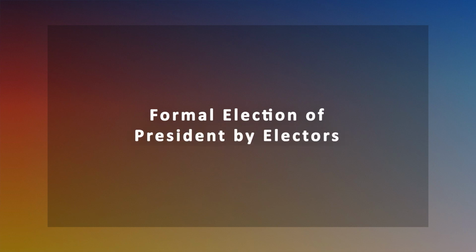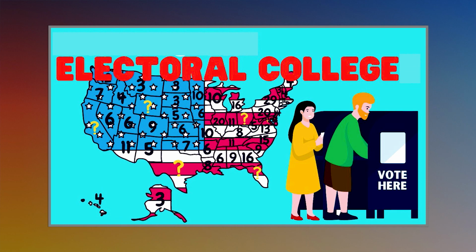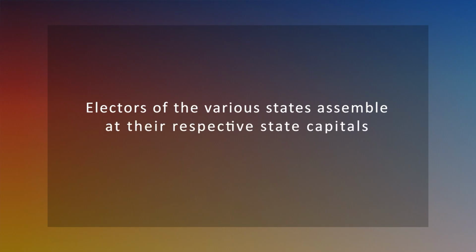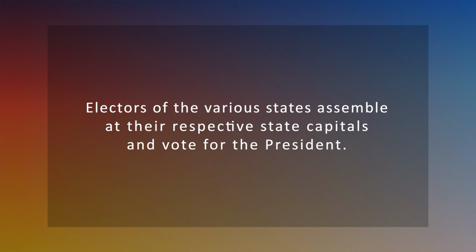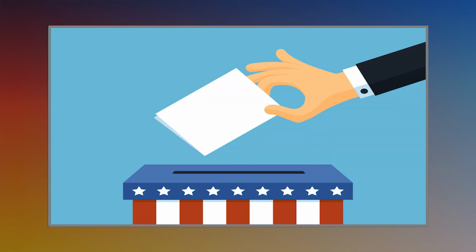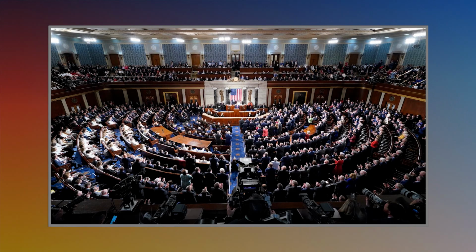Let us now discuss the formal election of the president by electors. The formal election of the president takes place long after the polling day through the machinery of the Electoral College. The Electoral College does not formally meet at one place. The electors of the various states assemble at their respective state capitals and vote for the president. The ballots of the state Electoral College groups are sent to the president of the Senate, opened and counted before a joint session of Congress, and the result is formally announced.